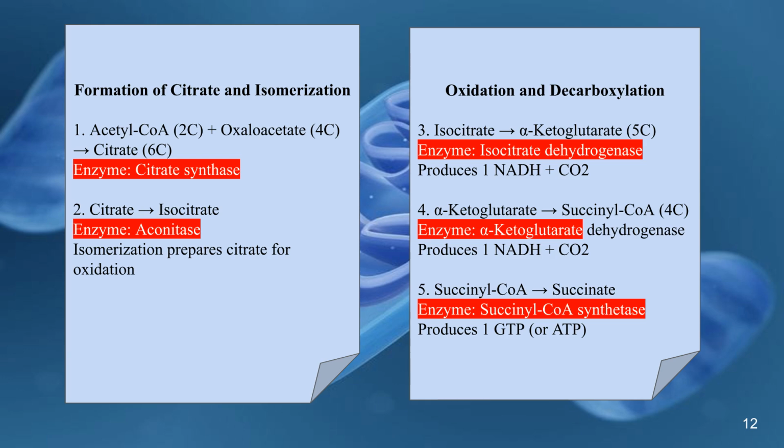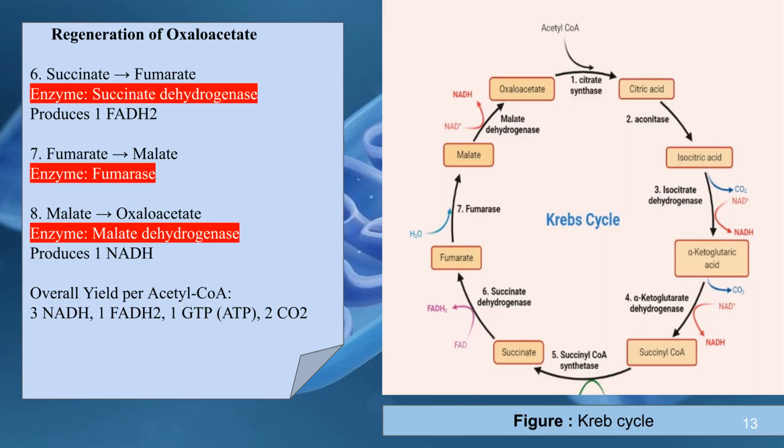The oxidation and decarboxylation steps follow, producing NADH, CO2, and ATP or GTP, using enzymes like isocitrate dehydrogenase. In the regeneration of oxaloacetate phase, succinate is converted back to oxaloacetate through steps that produce FADH2 and NADH. The overall yield per acetyl-CoA is 3 NADH, 1 FADH2, 1 GTP, and 2 CO2.